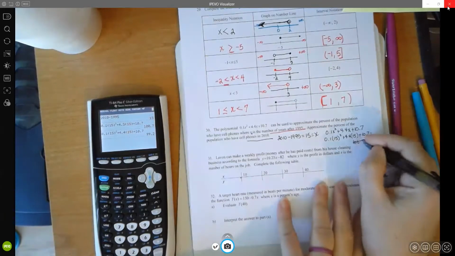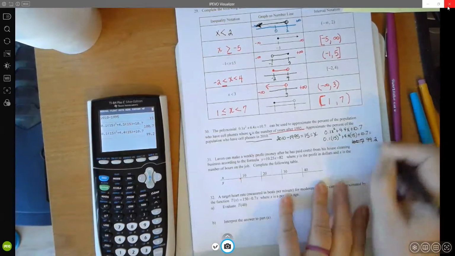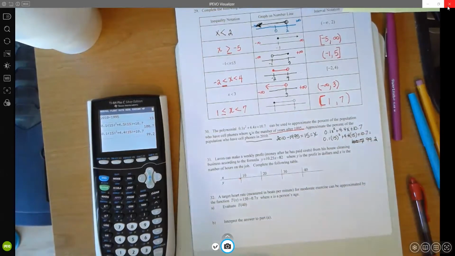That's much better. Now, how did I know my first answer was wrong? Because you can't have more than 100% of the population owning a cell phone. If 100% of the population owns a cell phone, that means everybody does. So 100.7% is more than everybody owns a cell phone. Well, I guess you could say some people own 2, but that just doesn't make sense. It wasn't a reasonable answer.